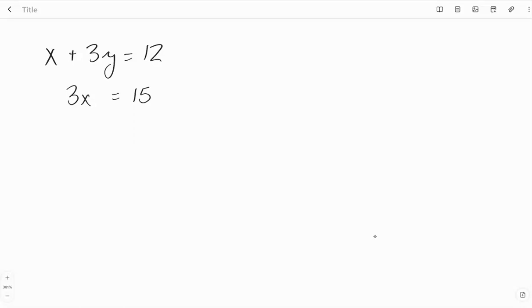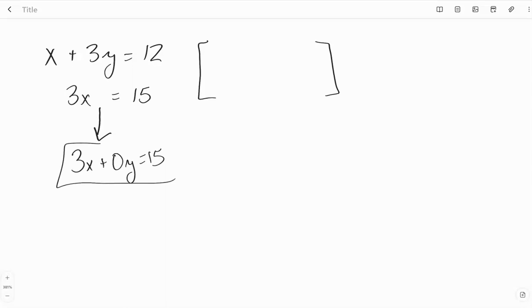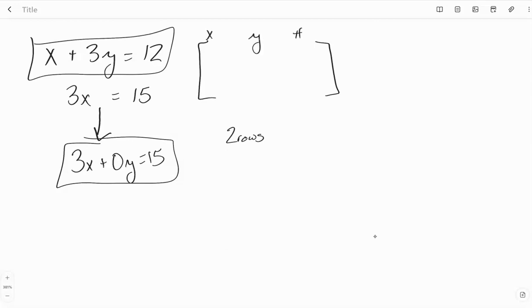Let's say we had something like this. We're going to start by writing the augmented matrix. Now, you've got to be careful here. Notice we've got a missing variable. So we could actually write this as 3x plus 0y is equal to 15. So here's my two equations. That's two rows. I have an x column, a y column, and a number column. That's going to give me three columns. So I have 1, 3, 12 coming from this. And then I have 3, 0, 15 coming from that.